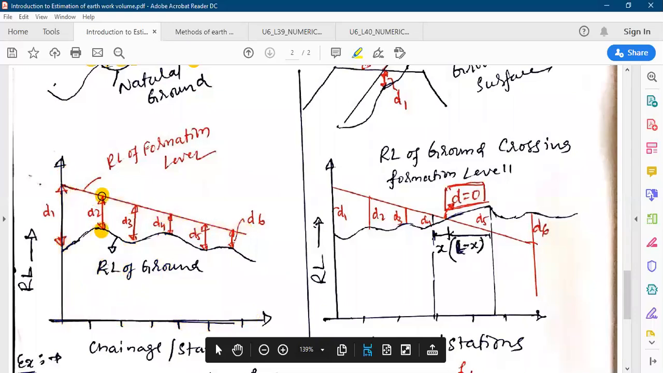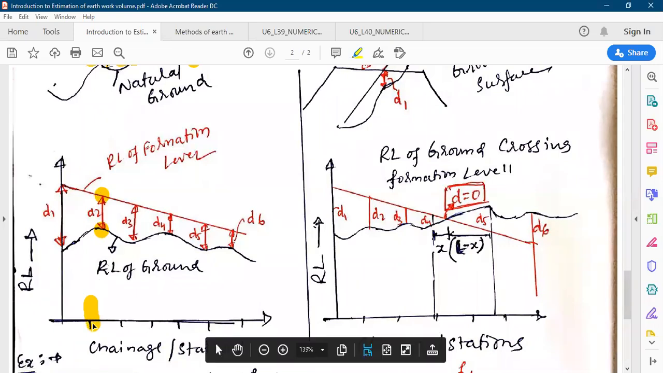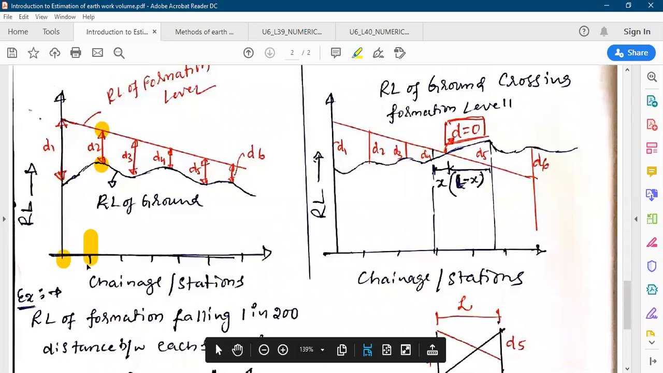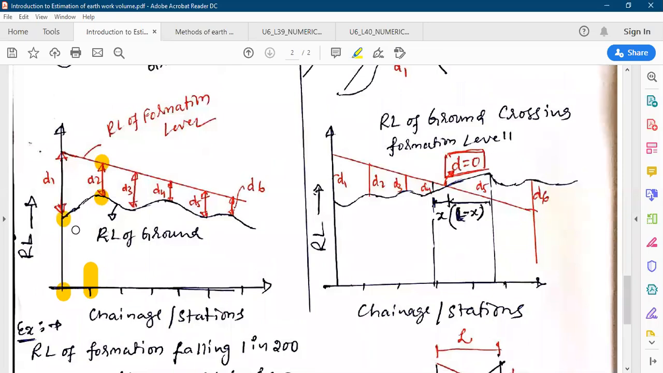Now I will identify the difference between this point and this point, right? Here you will have RL of formation, here I will have RL of ground. The difference of these two will give the depth at cross section 2, or depth at the second interval. There may be first interval, second interval, third interval, or fourth interval. First station, second station, third station, fourth station, like this. Or first chainage, second chainage, third chainage, fourth chainage, like that. Right. Similarly, here we'll have RL of ground at the first station.